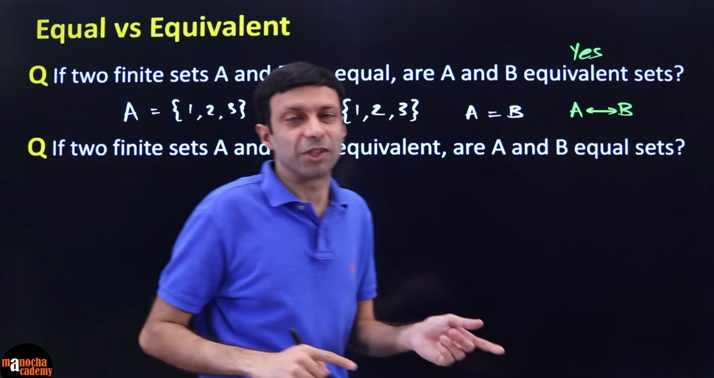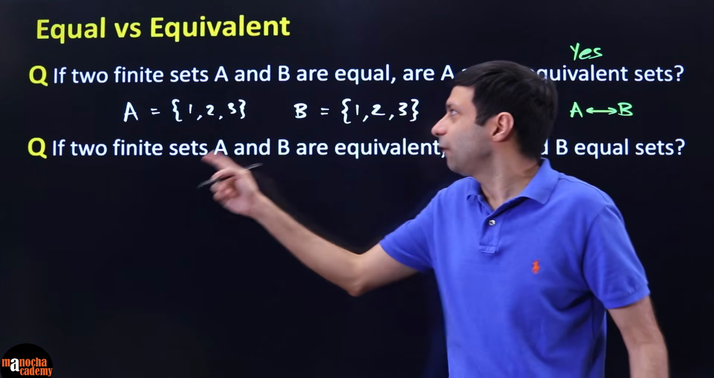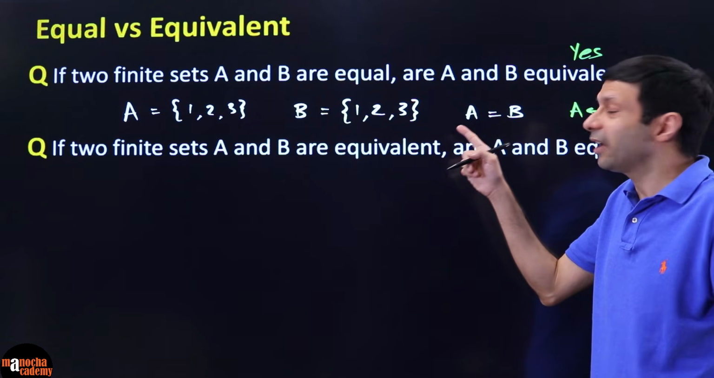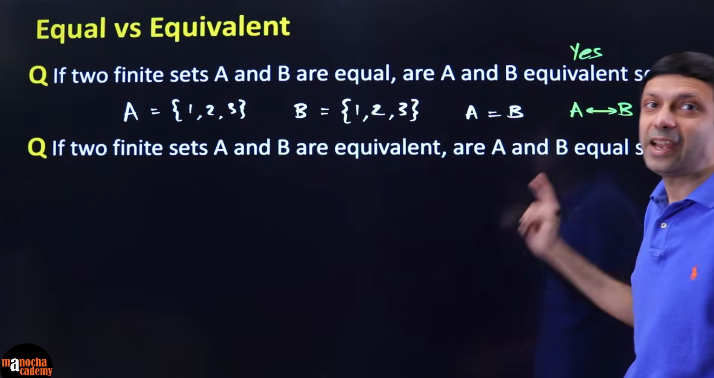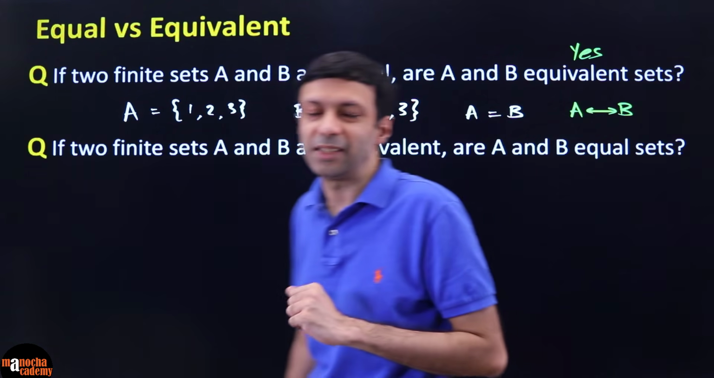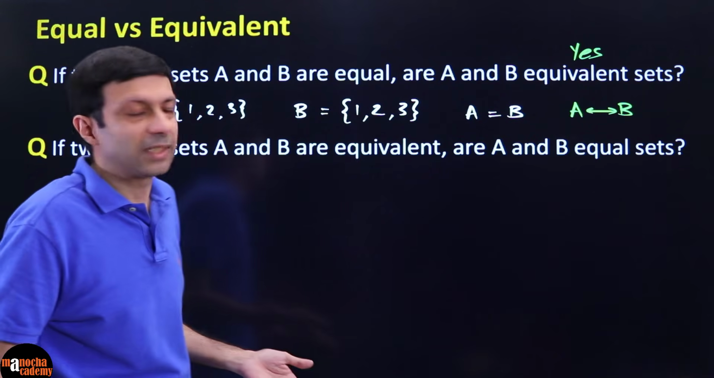Now what about the second question? The second question says, if two finite sets A and B are equivalent, are A and B equal? What do you guys think? So again, let's think of an example.